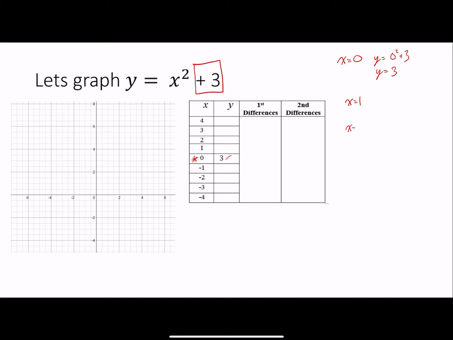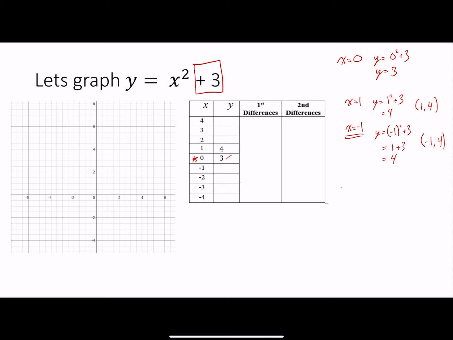Let's do x equals 1 and x equals minus 1 as well. When x equals 1, y equals 1 squared plus 3, which is equal to 4. So I have another point, 1, 4. When x equals minus 1, y equals minus 1 squared plus 3, which is equal to 1 plus 3, which is equal to 4. My next point is minus 1, 4. Do you see how they're symmetric?